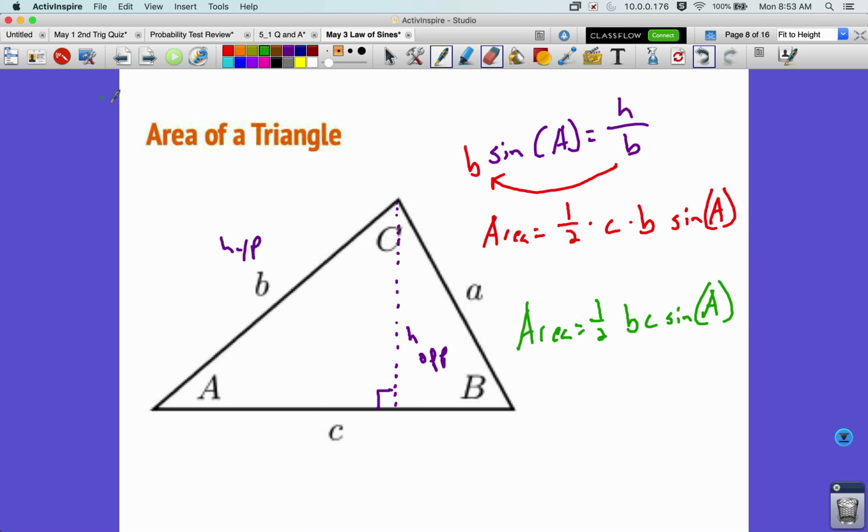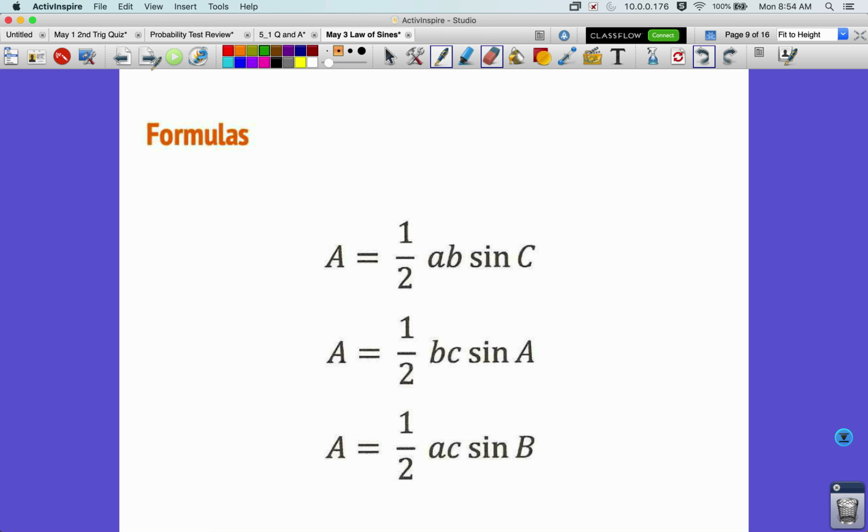Now, I didn't have to do it based off of angle A. I could have done it based off of angle B or angle C. So that gives us 3 different formulas, and they're really easy to remember. These look kind of confusing, but they're actually super easy. First, just remember 1/2 base times height, and you'll be halfway there. So that's where the 1/2 comes from, and then the 2 side lengths. But if you notice, it's always 3 different letters. So it's 1/2 ab sine C, or bc sine A, or ac sine B.